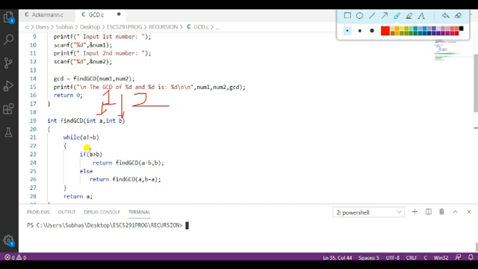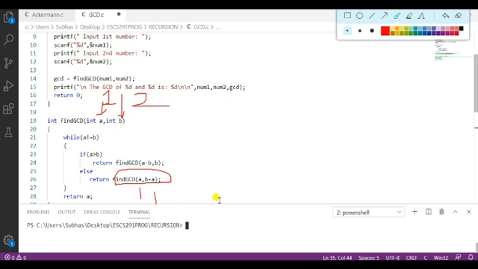This is my A and this is my B. Is A greater than B? No. A not equal to B? Yes. So within the while loop, that if else code will be executed. The if statement will not be executed, because A value is 1 and B value is 2, so the else part will be executed. In the else part, return find GCD of A, which is 1, and B minus A, which is B minus 1, that is 1.